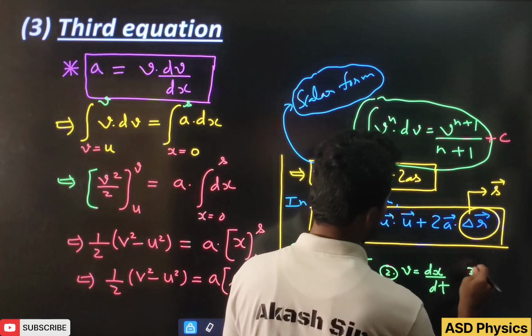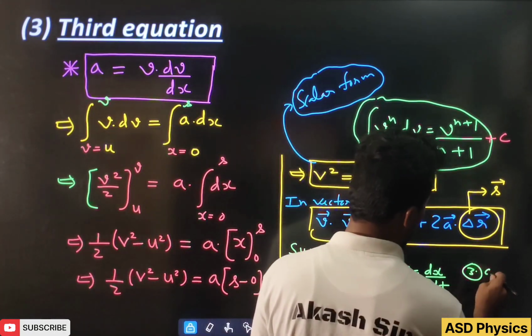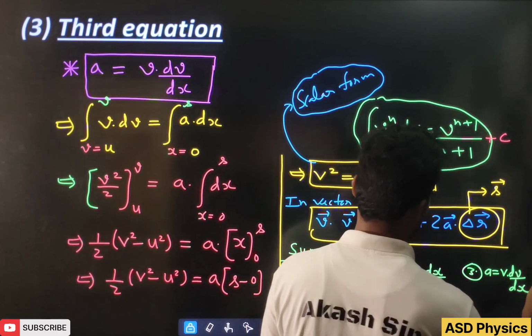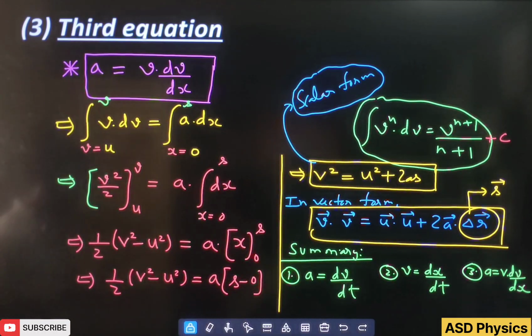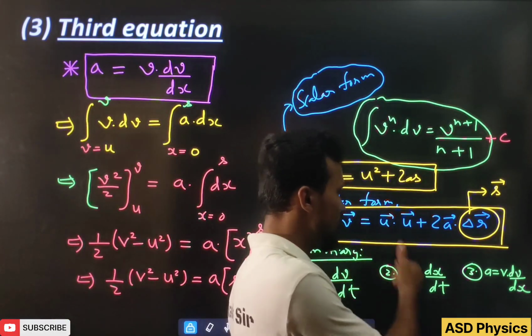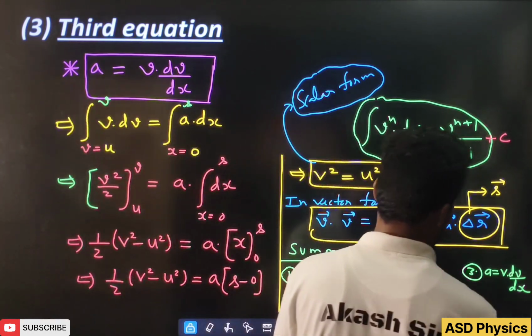Okay, and if the options in a question look like a third equation, we will start with a equal to v into dv by dx. All this starting we should know. Depending upon the question, based on which kind of equation the options look like, we will start from that. Okay students, so now we have done the calculus.